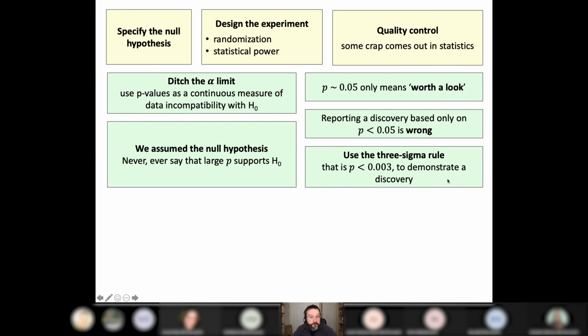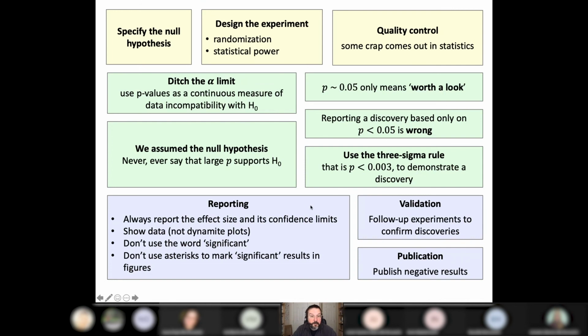3 sigma rule. And finally, when you report your results, always report the effect size and its confidence limits, not only a p-value. Show your data, all data. Do not make dynamite plots. Do not use the word significant. It's a risky word, and the meaning of this can be confusing. And do not use asterisks to mark significance in your figures.